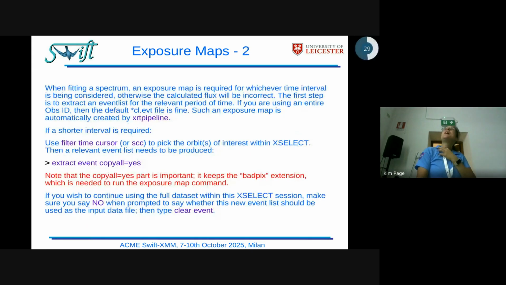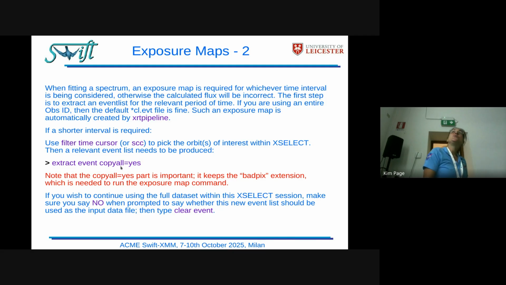You need an exposure map for the exact same time interval as for the spectrum that you've extracted. If it's just the whole of the observation, then there will be an exposure map ready generated when you run the XRT pipeline. If you want just one snapshot or some combination, then you have to create an exposure map running XRT Expo map.